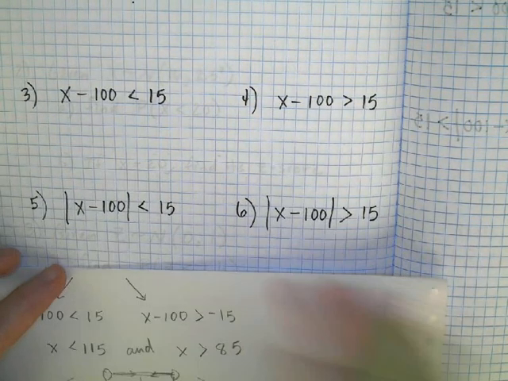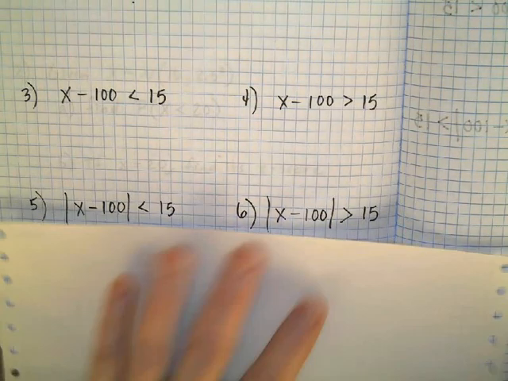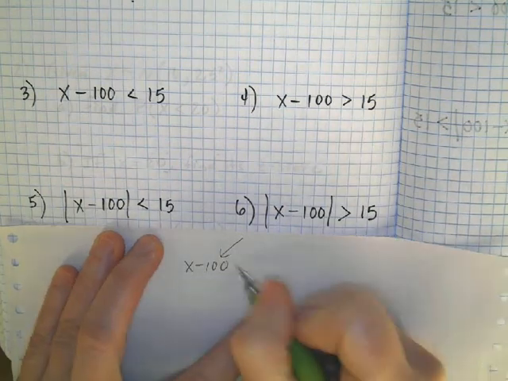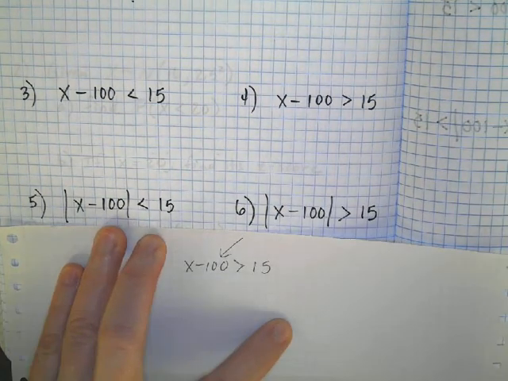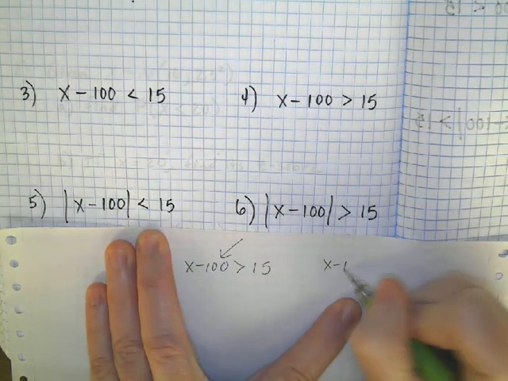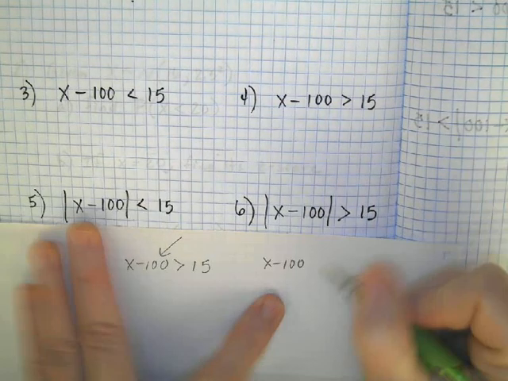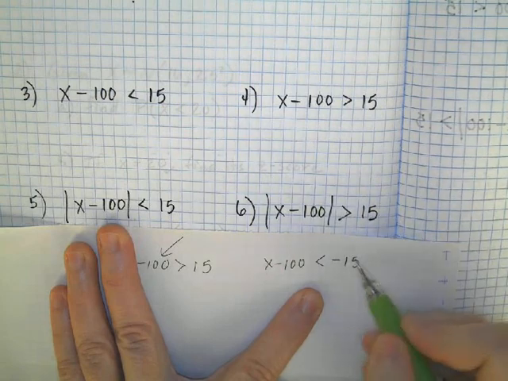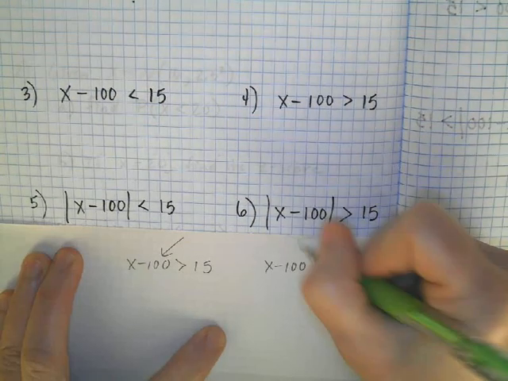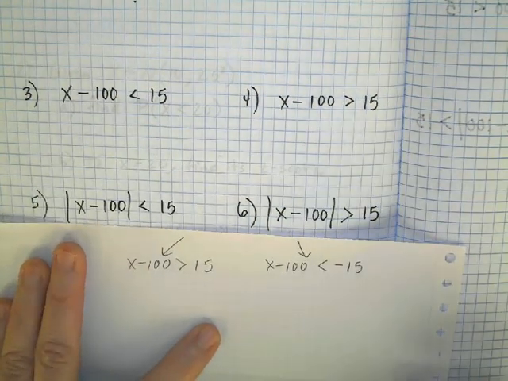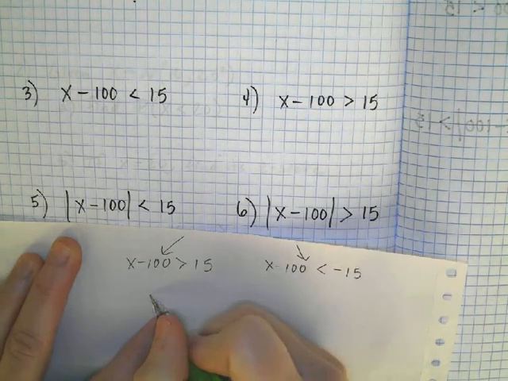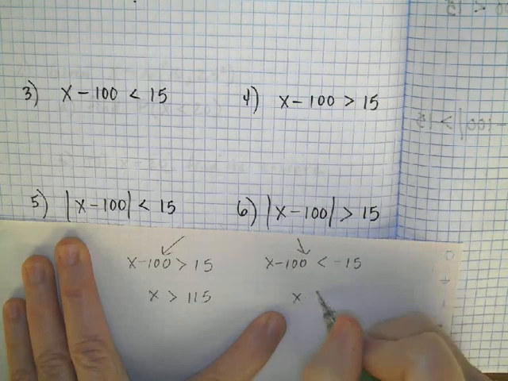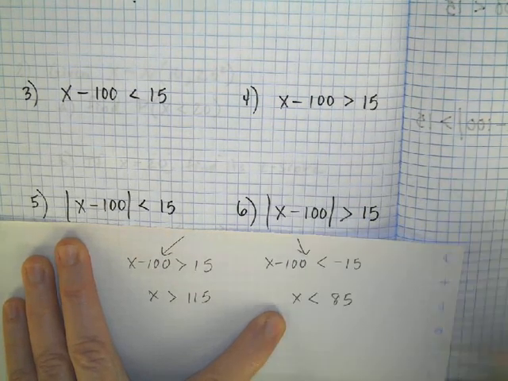All right, and this one, again, there's two possible solutions. X minus 100 could be greater than 15. And then the other one is X minus 100 is going to be less than negative 15. So when you change the sign, you've got to change the inequality. And you'll see why that works out in a minute. So if we solve each of these, I get X is greater than 115. And this one, I get X is less than 85. Okay, by adding 100 to both sides.